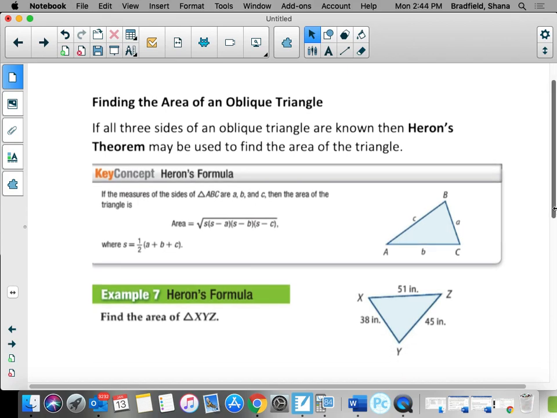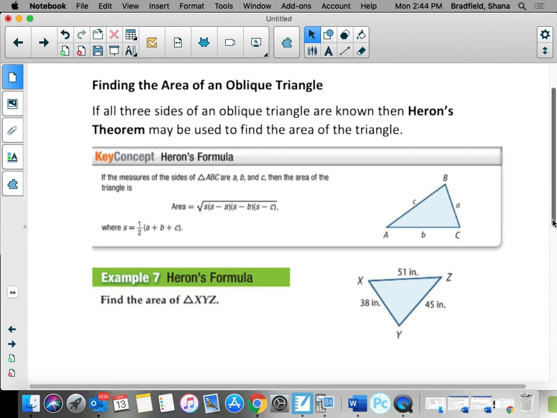Okay, so now we can find each of the parts. What happens if we want to find the area of the triangle? Usually we do area of a triangle is 1/2 base times height. But what happens if we don't have that information? What happens if we just have all of the sides?